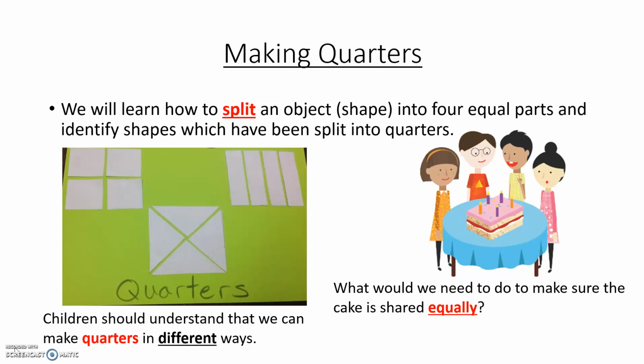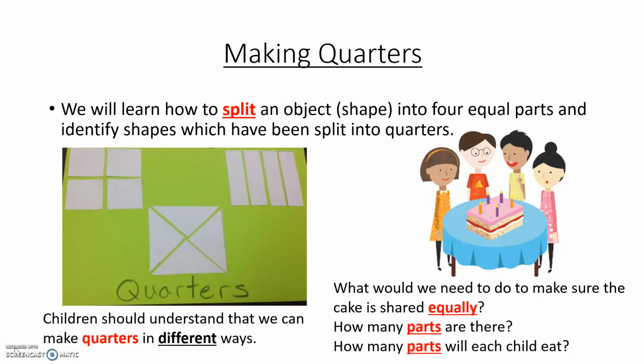Here is a problem. There are 4 children and they need to share the cake equally. What would they need to do? And how many parts will there be? When we quarter, there are 4 equal parts. The next question would be, how many parts would each child eat? Each child would eat 1 part of the cake. That is 1 quarter.